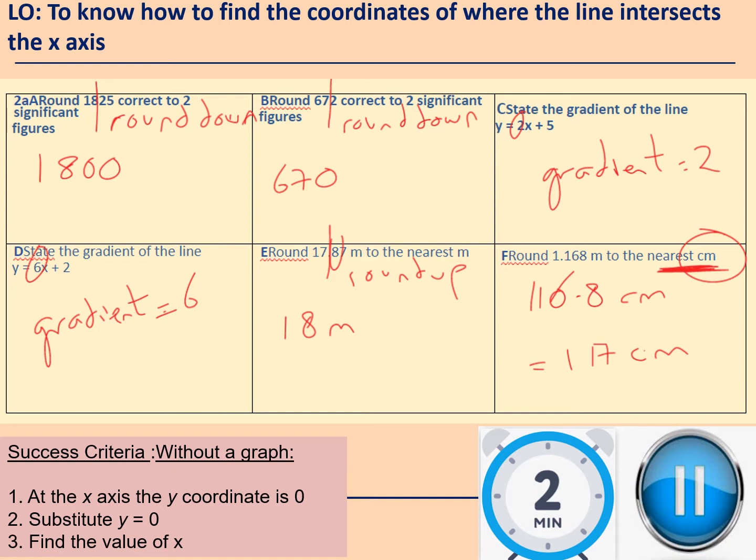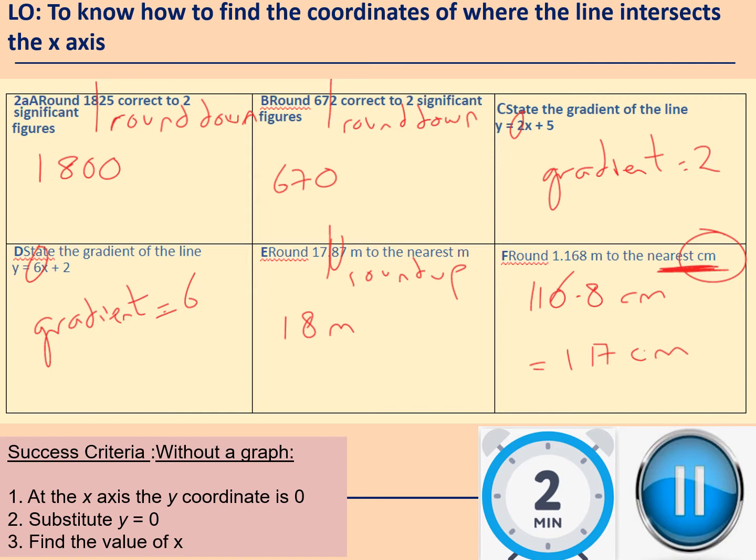If we look at B, we need to round down again. Two significant figures will be 6 and 7, and the third number is a 2, so we round down because that's less than 5. C and D you may have come across in Year 9. The coefficient, the number in front of the x, is the gradient of the line. I think I mentioned it last lesson as well. So the gradient on C is 2 and the gradient on D is 6.